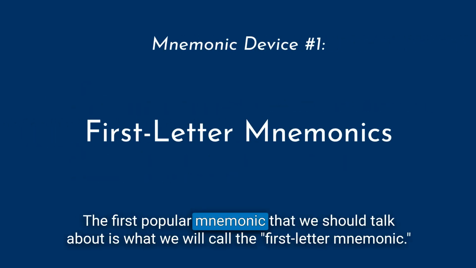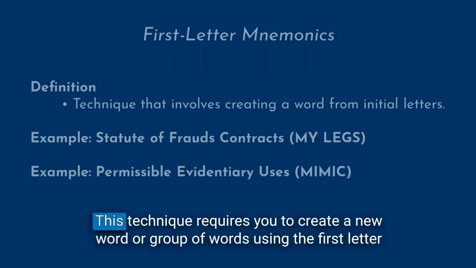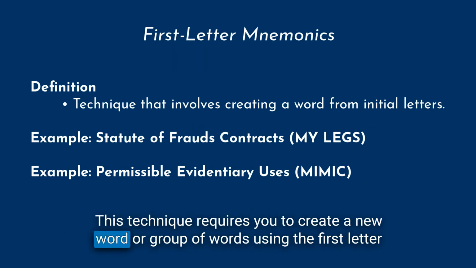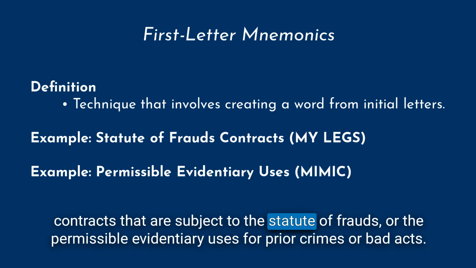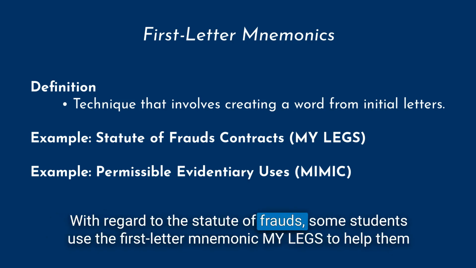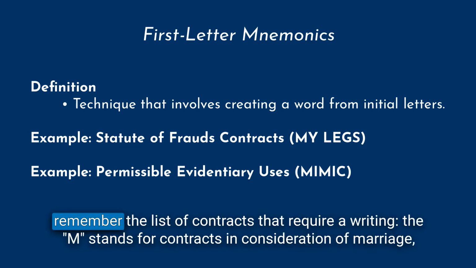The first popular mnemonic that we should talk about is what we will call the first letter mnemonic. This technique requires you to create a new word or group of words using the first letter of each word that you must remember. First letter mnemonics may be particularly helpful to memorize a list of items, such as the kinds of contracts that are subject to the statute of frauds, or the permissible evidentiary uses for prior crimes or bad acts. With regard to the statute of frauds, some students use the first letter mnemonic "my legs" to help them remember the list of contracts that require a writing.